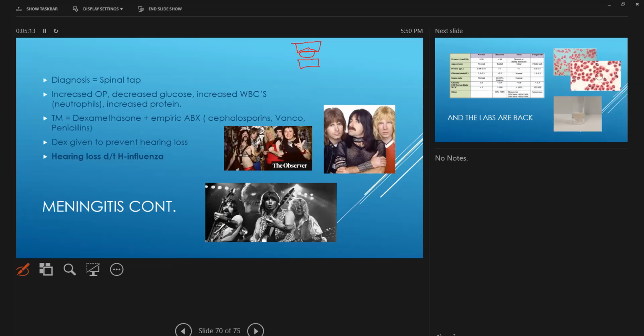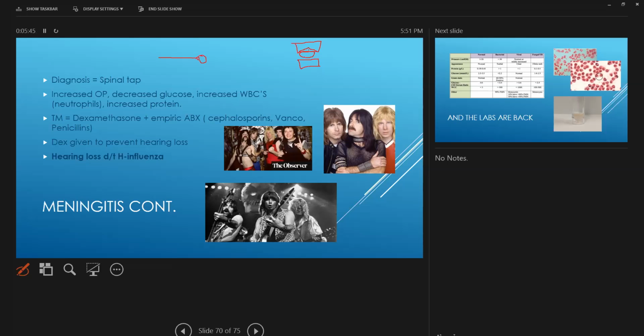So these are the findings associated with meningitis. You're going to have an increased opening pressure. The opening pressure is basically just this, we've got the needle coming out and it's got this sheath here, and we put this tool that measures pressure. So if the pressure is increased, the reason for that increase is there's a whole bunch of schmutz in the spinal fluid that's causing the increase of pressure.